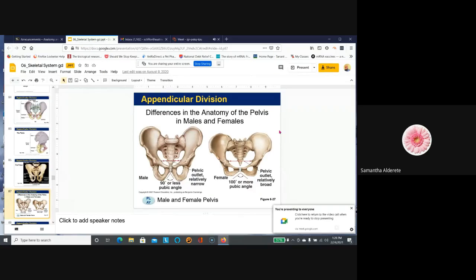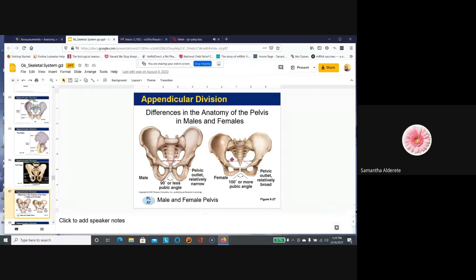Okay, so you should be aware in general that the male and female pelvis are different based upon the needs of childbirth, and that's the female pelvis, larger opening in the pelvic outlet as opposed to male. We won't have any questions on that, but again, we'll have questions on parts of the pelvis.